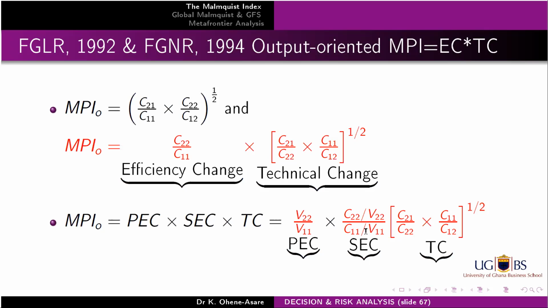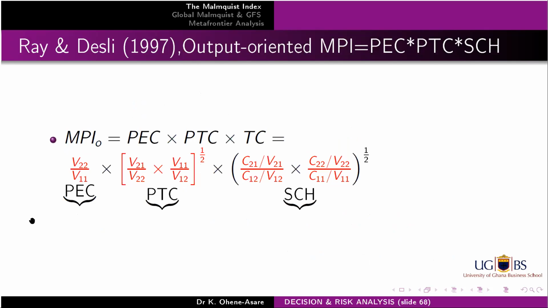So Ray and Desley's paper was a very unique paper. It was published in the American Economic Review in 1997. Remember, this was about three years after these people postulated their model. He came and redecomposed the Malmquist. Watch his decomposition very carefully.